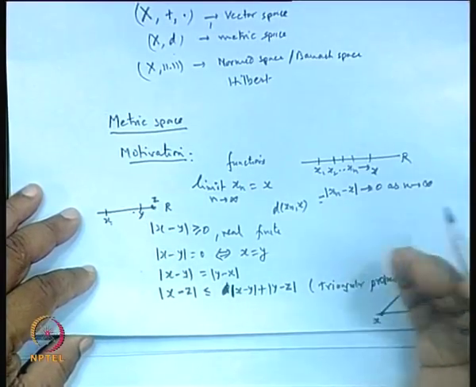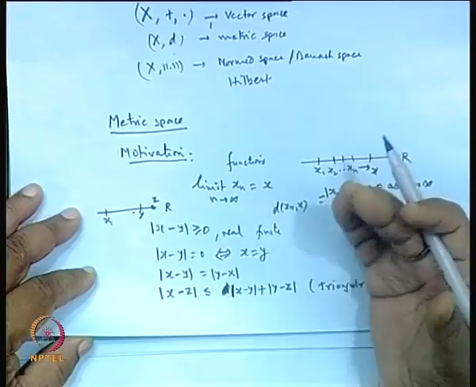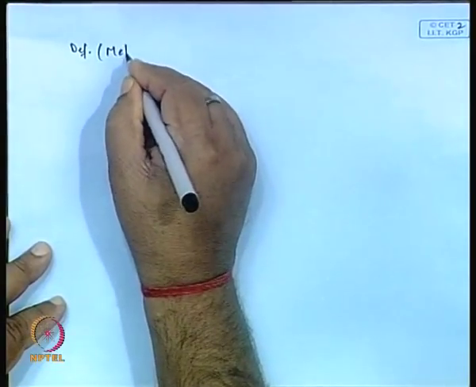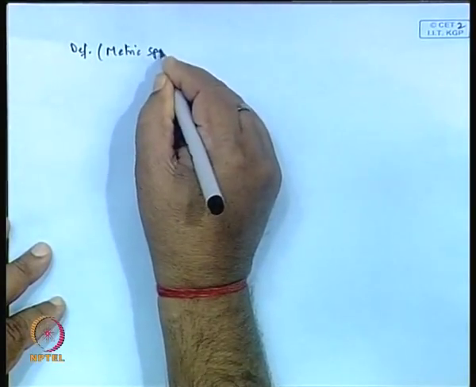So, when we replace this set of real numbers by an arbitrary set of points, the question arises how to define the notion of the distance between two points of that set, and this leads to the concept of the metric space. Okay. So, we now define the concept or definition of a metric space as follows.